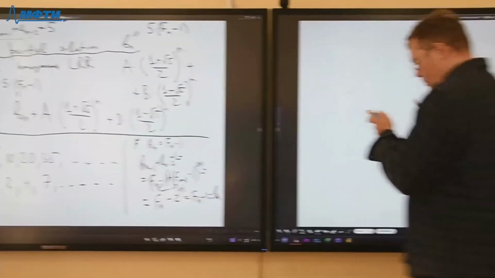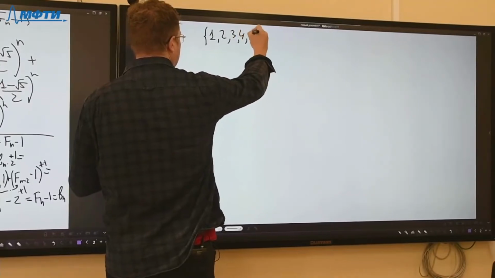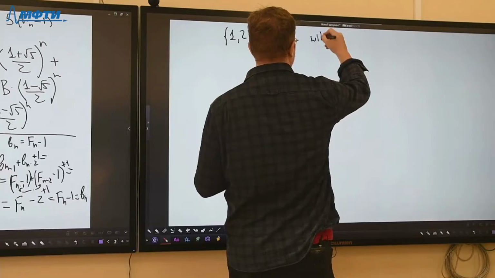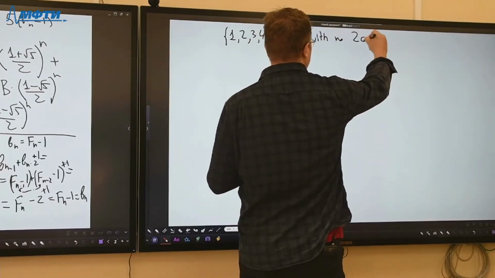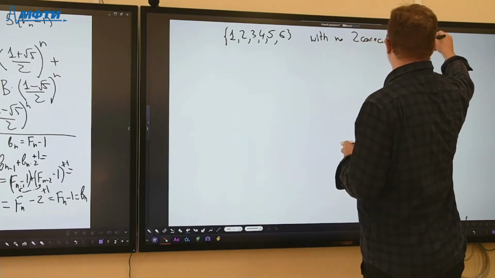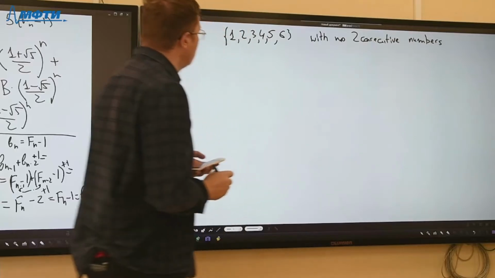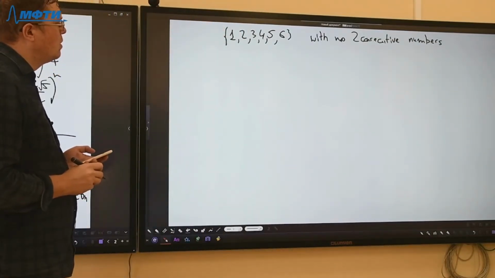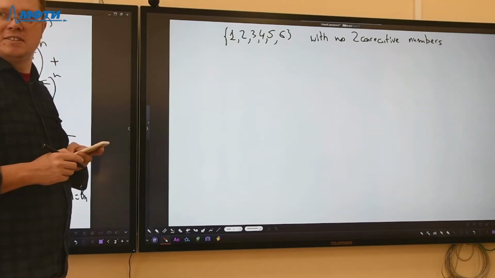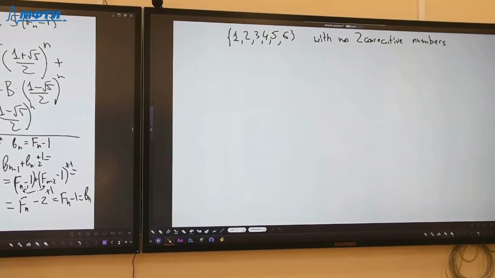The last problem was: we need to calculate the number of permutations with no two consecutive numbers. Did someone find the formula for this? No? Did someone solve it? Yes?